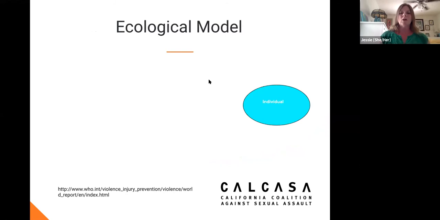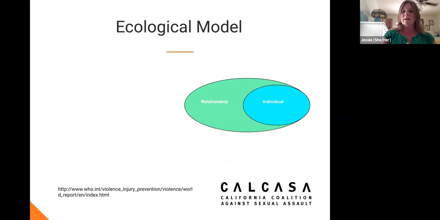So the ecological model, you can see we are individuals, right? But our lives don't look like this one little bubble, because we are learning and growing and living and working and playing within relationships, our closest relationships, our friends, our family, our teachers, maybe our neighbors. And so these relationships affect what we know and how we behave and what we learn and how we interact with others. So they influence our behavior in addition to our own behaviors and actions and self-determination.